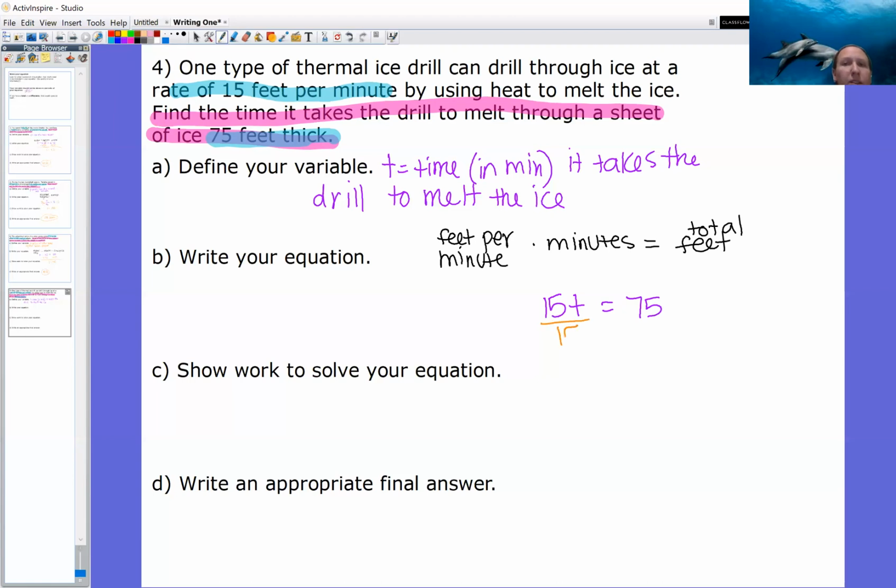And now we divide both sides by 15, okay, because it was a multiplication equation. That gives us 1, and T equals 5. So final answer for this one should be 5 minutes.